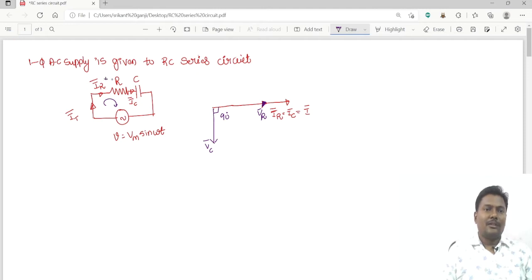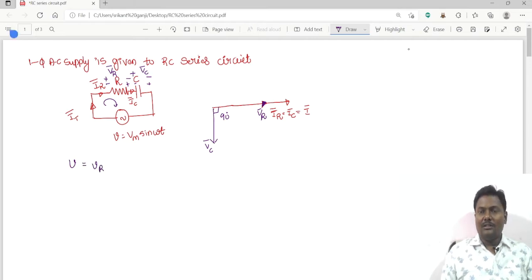Always the current flows from higher potential to lower potential, which will produce a drop across R and C. I am representing the polarities, which means it is not at all a DC. During the positive half of the cycle only I am representing the polarities. During the negative half of the cycle, this will be negative and this will be positive, and this is negative and this will be positive.